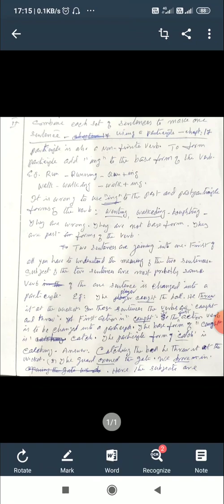Participle is also a non-finite verb. To form a participle, add ing to the base form of the verb. Example, run, running. That is run plus ing. Walk, walking. Walk plus ing. That is the present participle. If it is a perfect participle, having plus past participle. Having opened, having spent, etc.